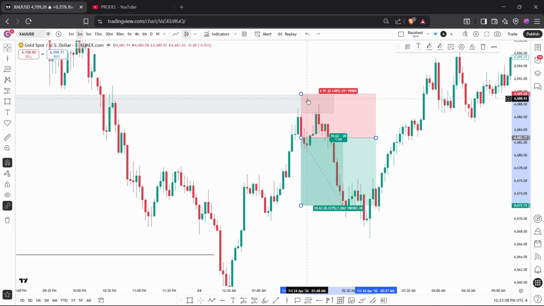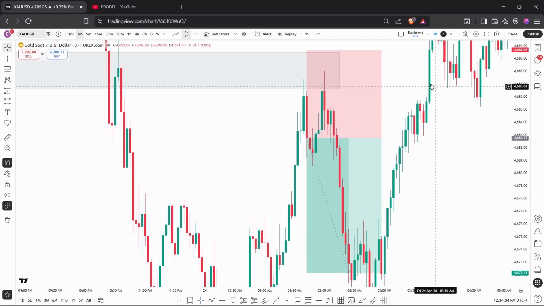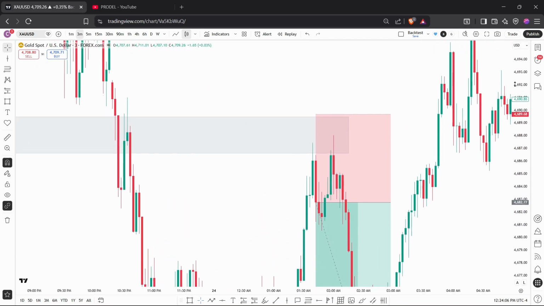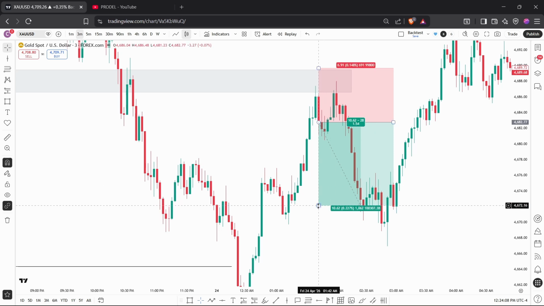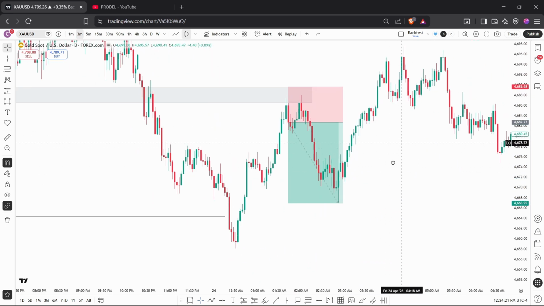I put my SL slightly above this zone, and then you can see it's going up to 2.29 RR, but I take 1:3 RR nowadays, so this trade becomes the break even for me.